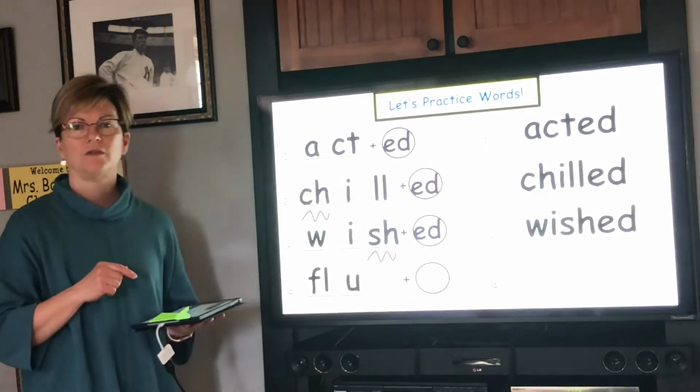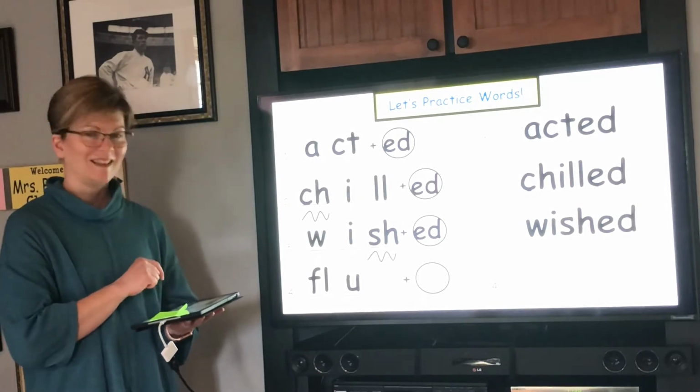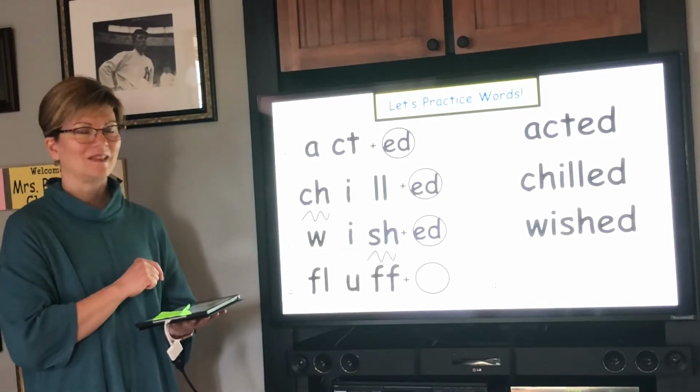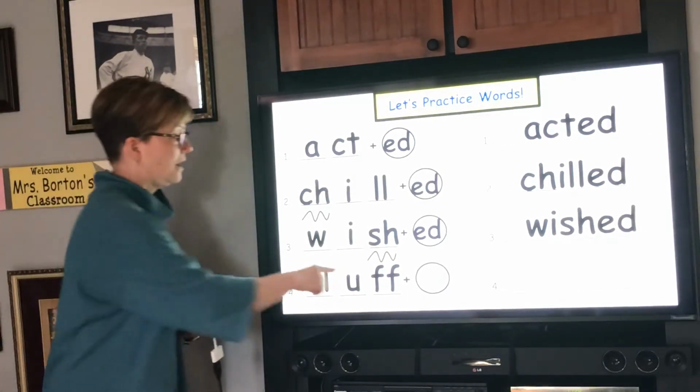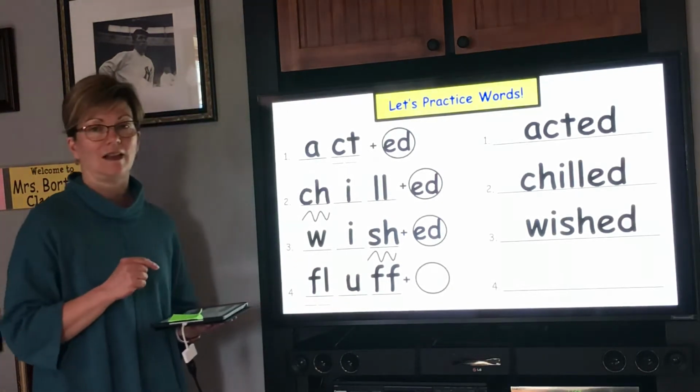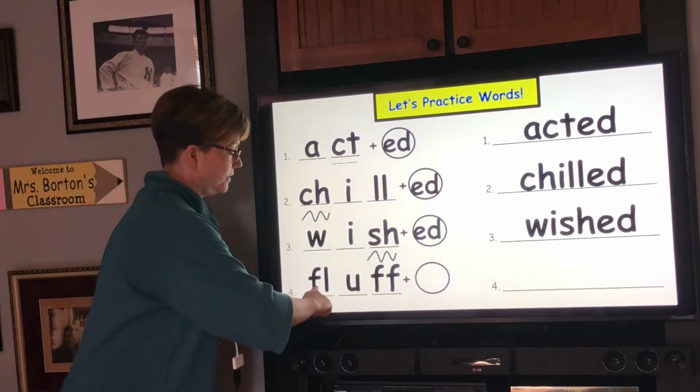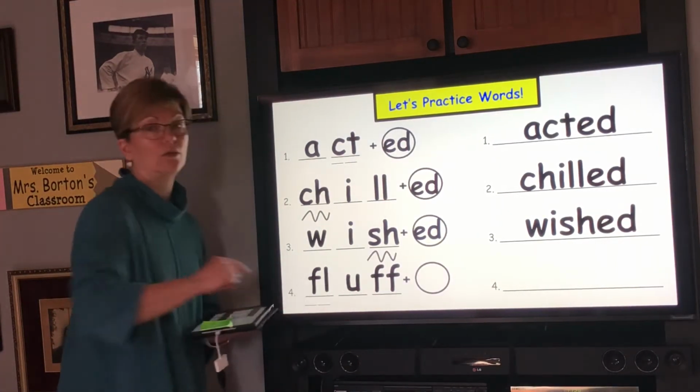And what about here? Fluff. Did you remember Sammy? He had to double up those F's. The 1-1-1 doubling of the F sound. I think I just said L. F. F-L-U-F-F was our root word.